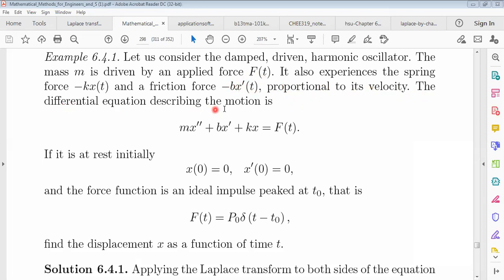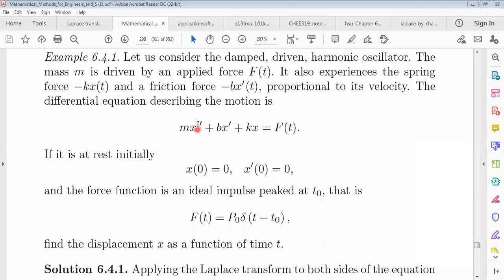The differential equation describing the motion is this: m x double derivative of x of t plus b into first derivative of x of t plus k x of t equals f of t. Here t is the independent variable and x is the dependent variable. Remember it. X is the distance, displacement, and t is the time. So x double dash means what? Acceleration. X dash means what? Velocity. That means dx by dt.